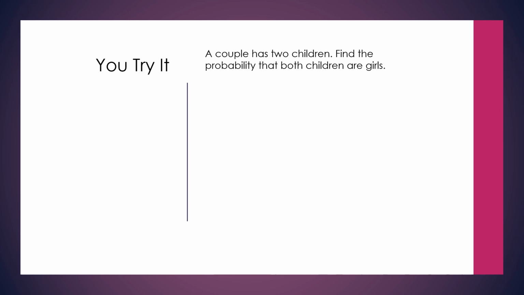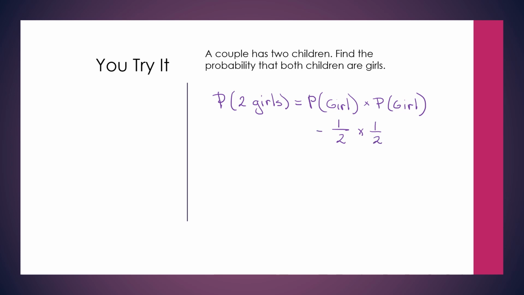So for this, I could just write out probability of having 2 girls. And that would be the probability that the first child is a girl times the probability that the second child is also a girl. There's 1 out of 2 for the first child, 1 out of 2 for the second child, and that equals 1 out of 4 times you would expect 2 girls.